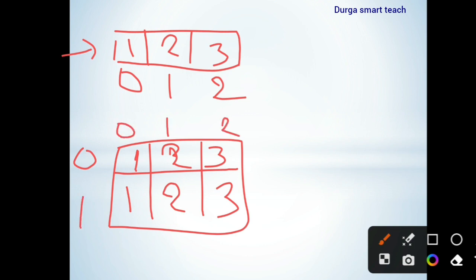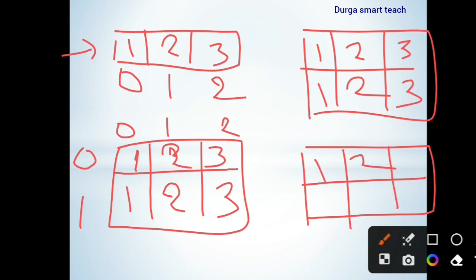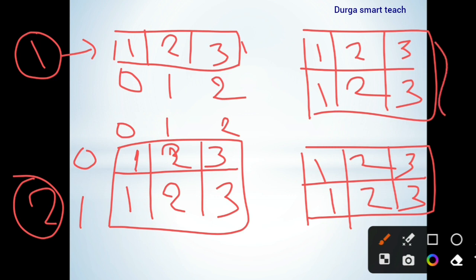Next one is three dimensional. Three dimensional contains two two dimensionals. So here 1, 2, 3, 1, 2, 3, again 1, 2, 3, 1, 2, 3. Okay, so here this is one dimensional, this is two dimensional, and this is three dimensional. If you observe closely, two dimensional is nothing but two one dimensionals, and three dimensional is nothing but two two dimensionals.